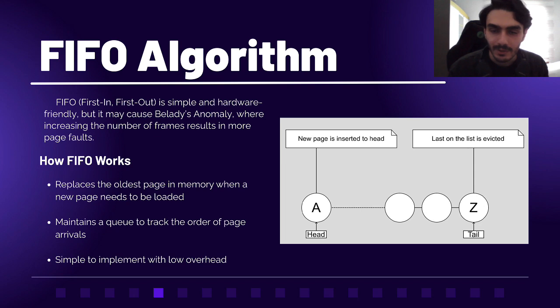Our first algorithm is FIFO. It means first in, first out. As you can see in the photo, it maintains a queue. The new page is inserted at the head and the oldest page at the tail is evicted. FIFO is truly the most fundamental and simplest approach to page replacement. However, despite being hardware friendly, it suffers from a significant issue known as Belady's anomaly.